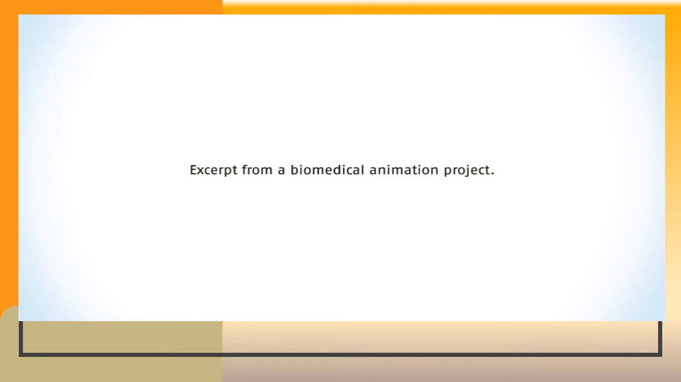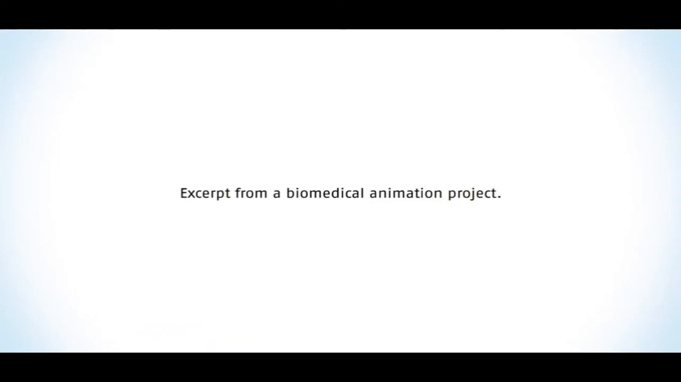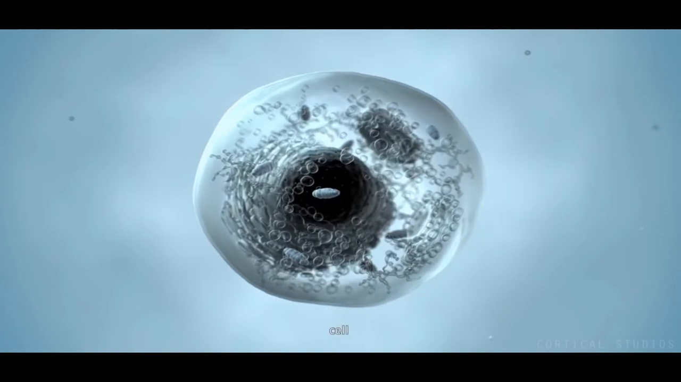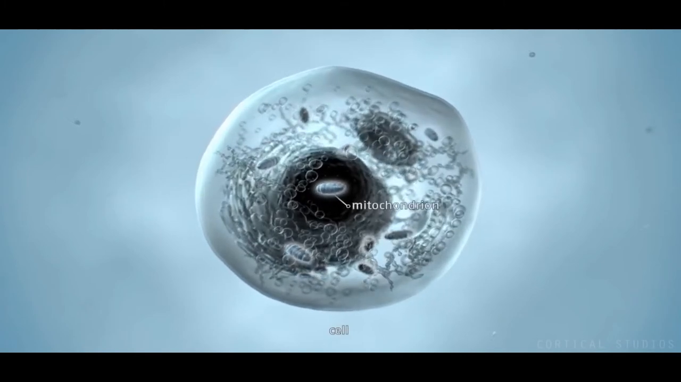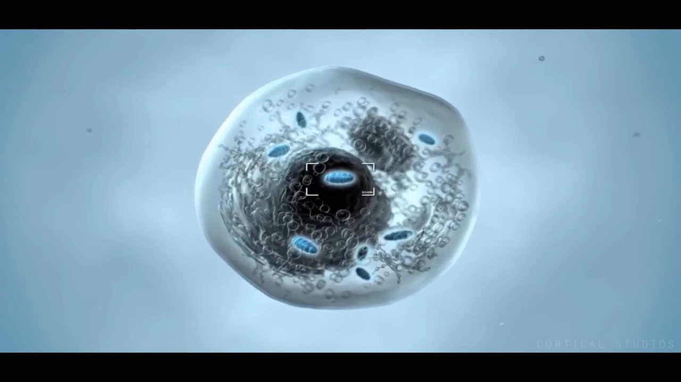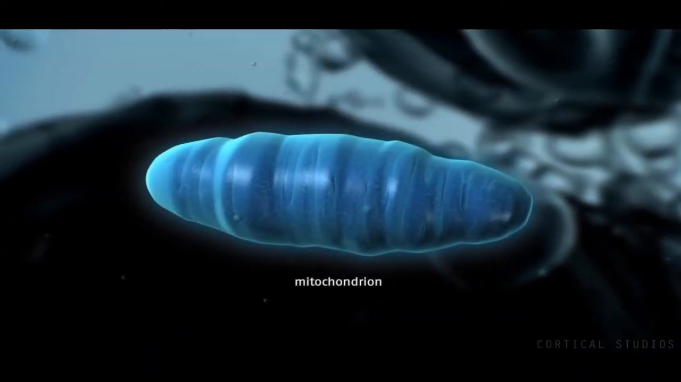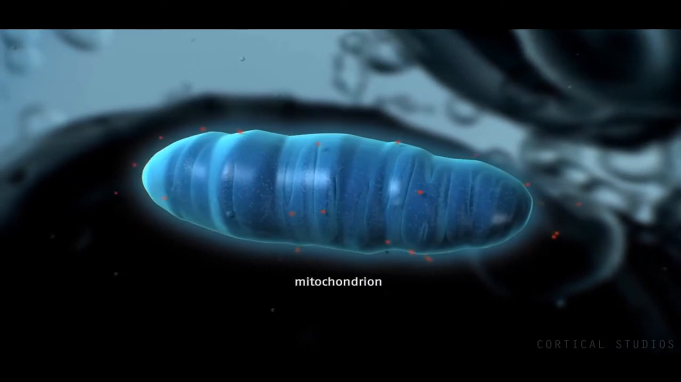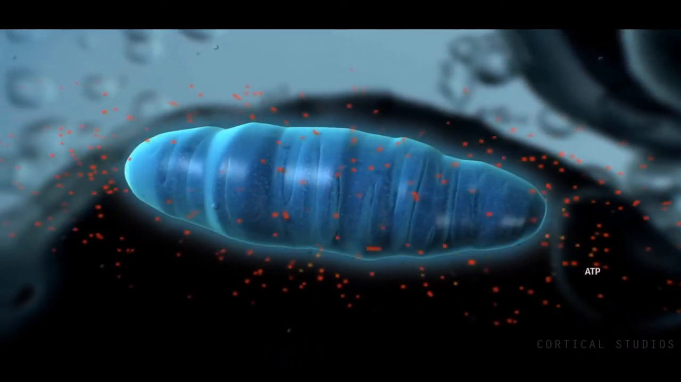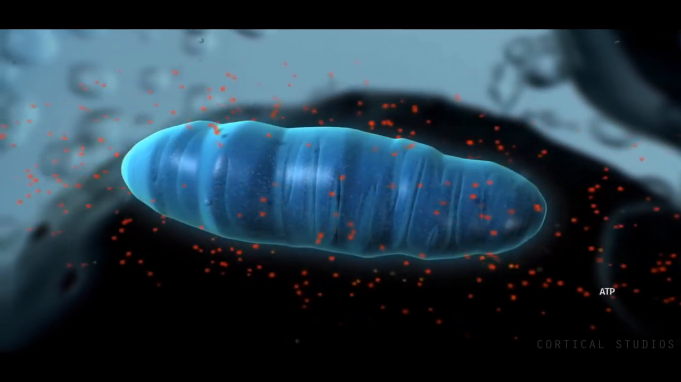Now, let us begin with an overview of oxidative phosphorylation. Let's watch this video. Our body is made up of trillions of cells. They all require energy to function. This energy is created within our cells, in the mitochondria. Here, food is converted into chemical energy called ATP. ATP is released by the mitochondria so cells can use it.